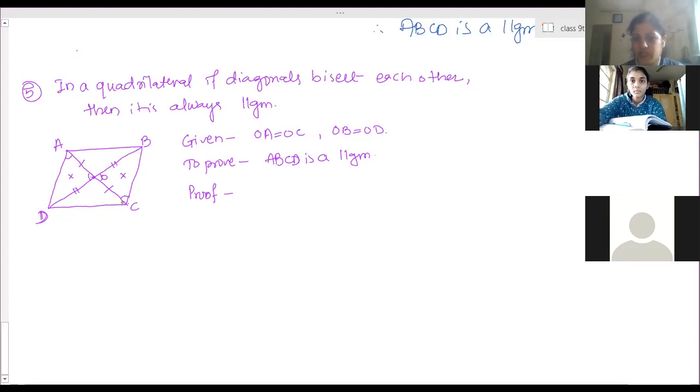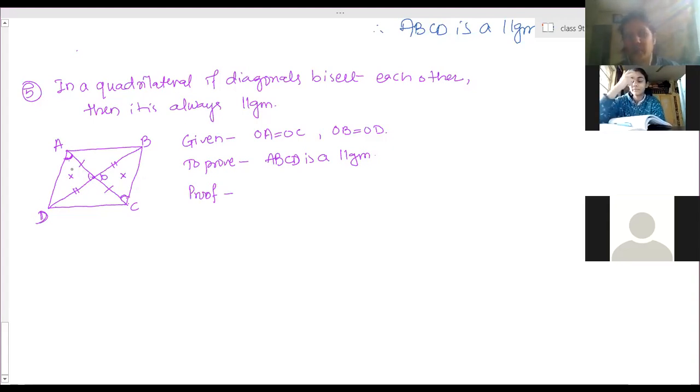AO and OC are equal. So that means this angle on AO, A is present. On CO, C is present. So A and C are equal angles. Therefore, AD and BC are parallel because these two are alternate interior angles. Clear? AD and BC are parallel because alternate interior angles are equal.